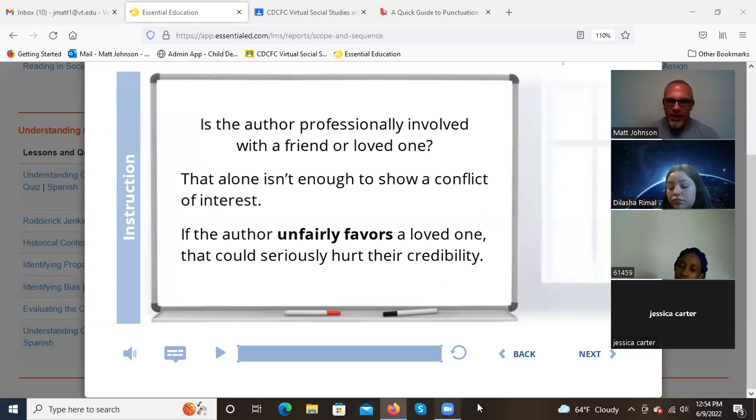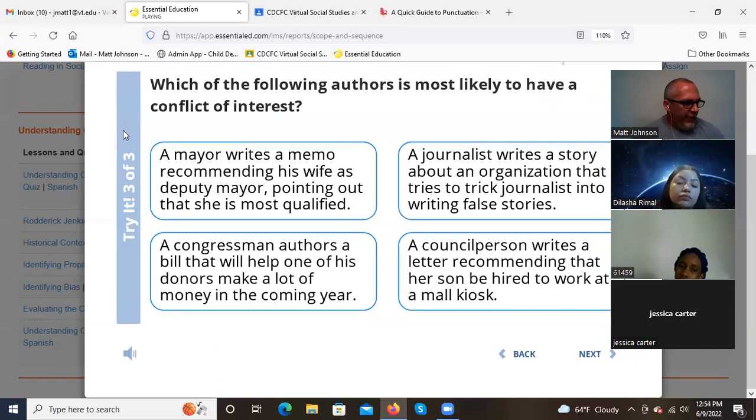So let's take a look here at our last question. Which of the following authors is most likely to have a conflict of interest? Okay, let's see. I'm going to pick on Jessica now. You're going to have to look close at these because these all sound like they might cause a conflict of interest, but one is very, very specific about what it's offering there. See if you can pick it out.